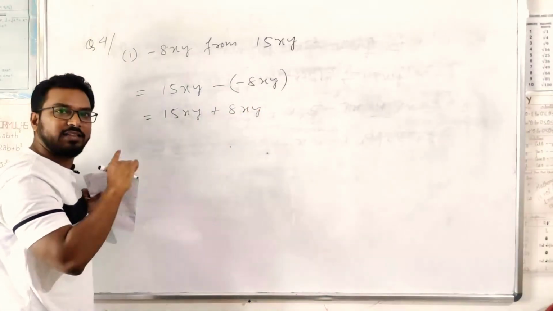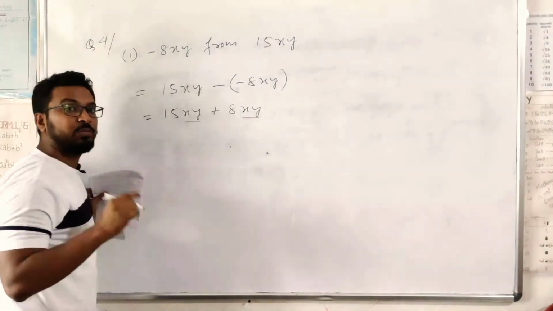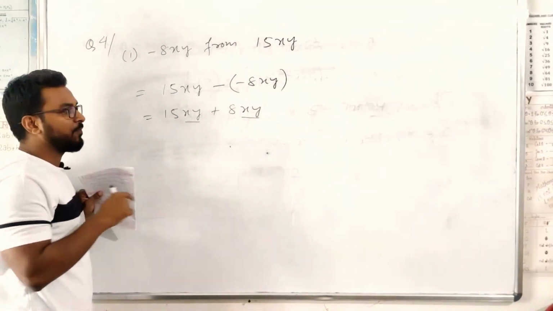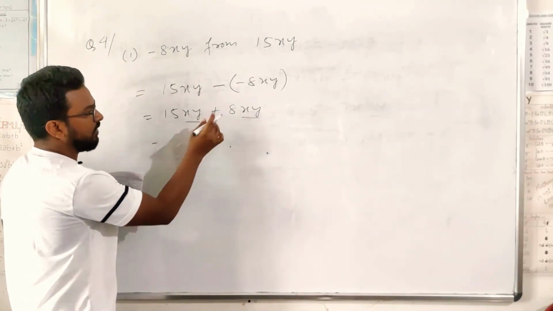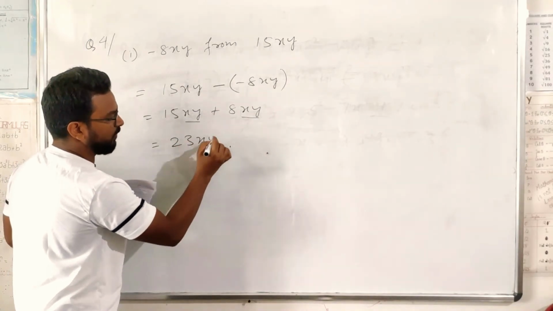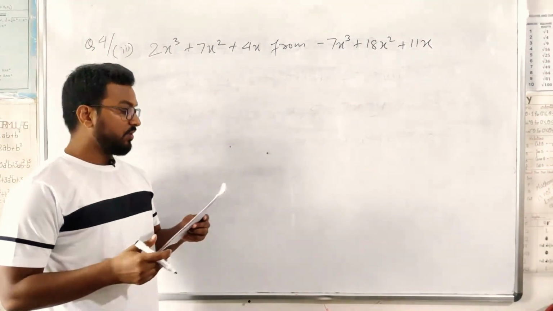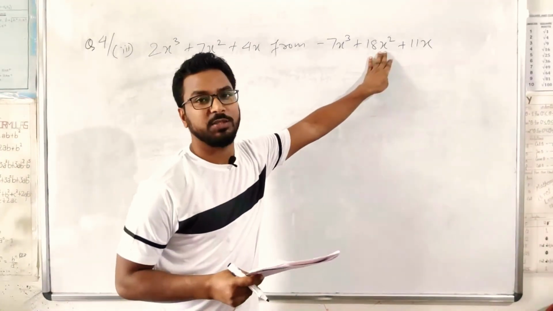Now see, are they like terms? Yes, they are like terms because for xy, you have to compare the variable. So 15xy plus 8xy, it will be 23xy. So our next question is given, subtract this expression from this expression.